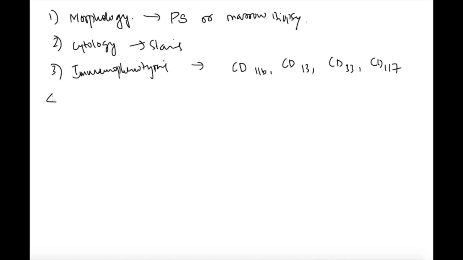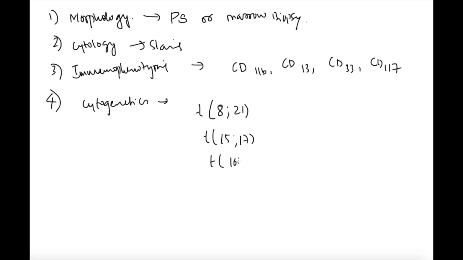So then we can study the cytogenetics, right? Cytogenetics. That means your translocations. Quick again. Translocation 8;21, which is good. Translocation 15;17, which is intermediate. Translocation 16;16, which is good. Okay. All of this is understood. Okay, cool. Now we have diagnosed and everything is done.